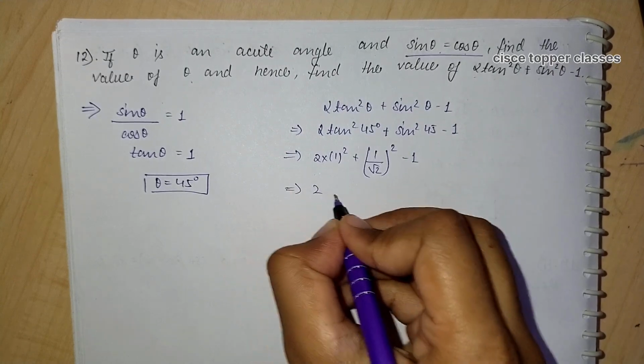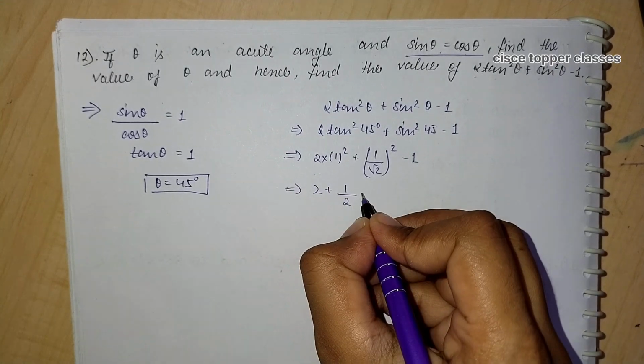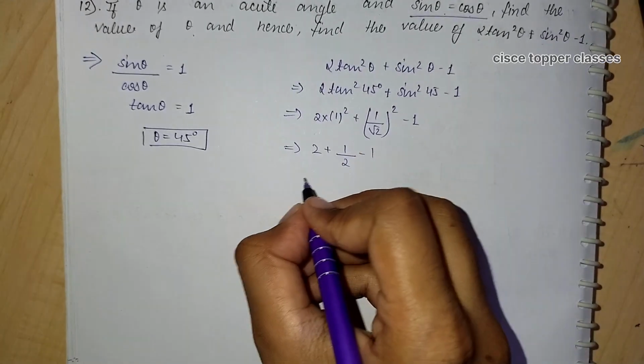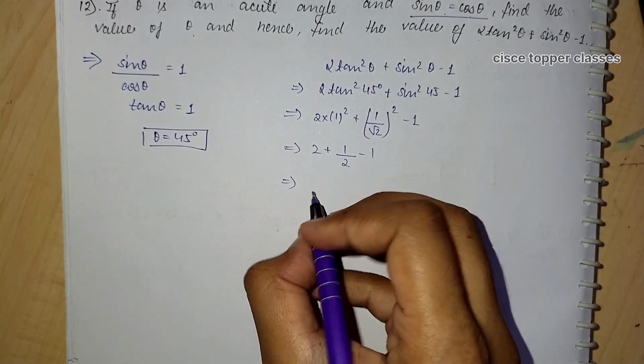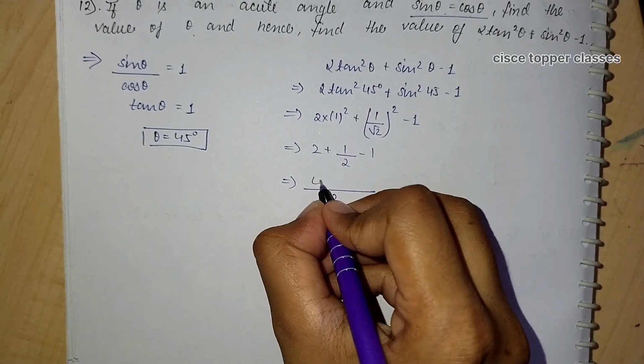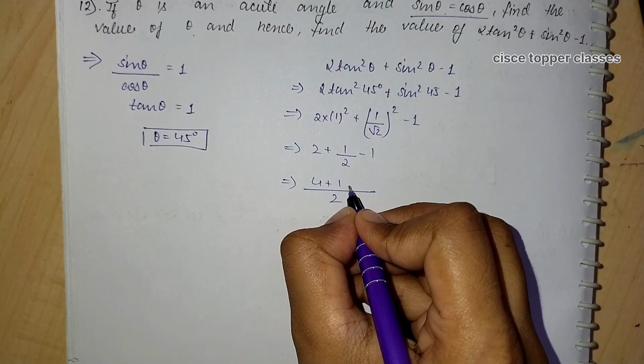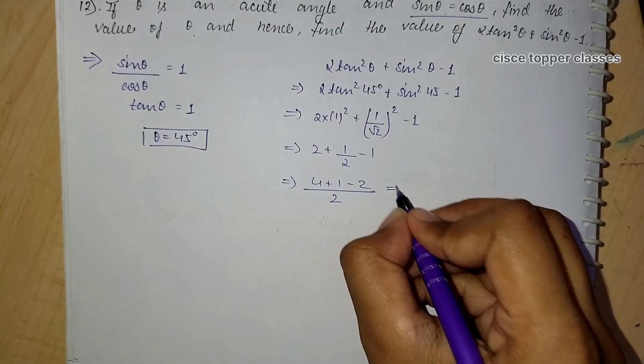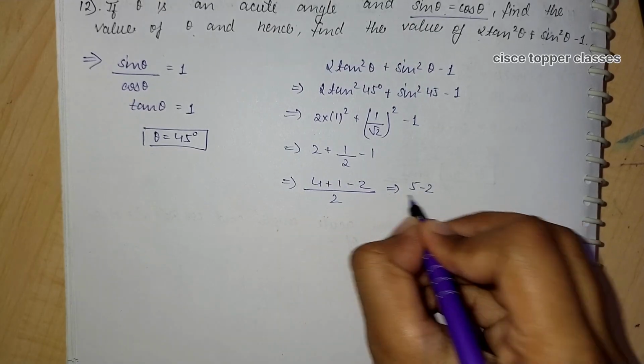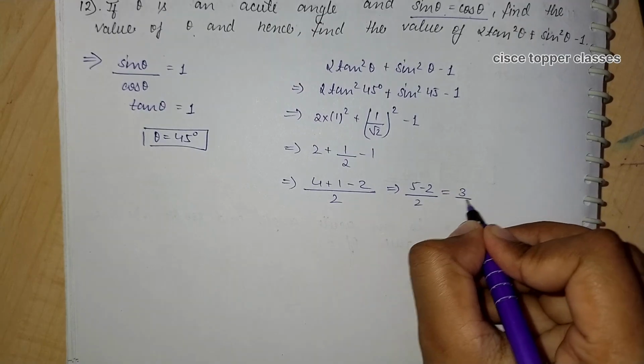So we can write here 2 plus 1 by 2 minus 1. On taking LCM here, we can write 2 here, and it will be 4 plus 1 minus 2. So this will be 5 minus 2 divided by 2 equal to 3 by 2.